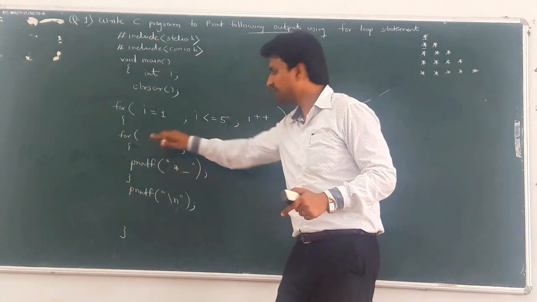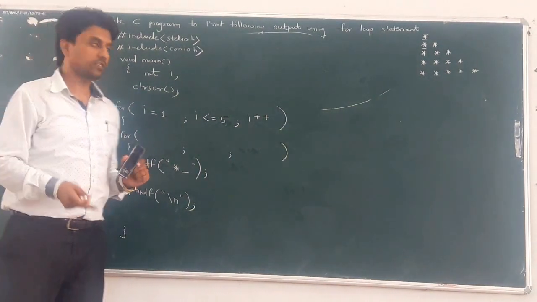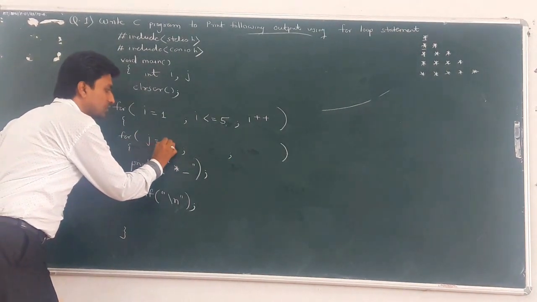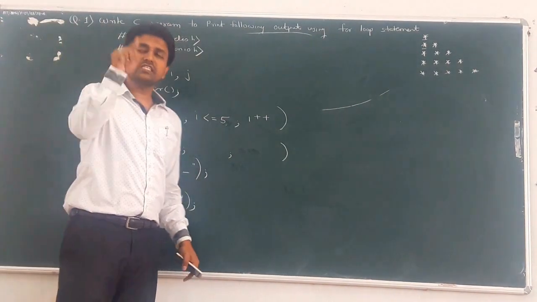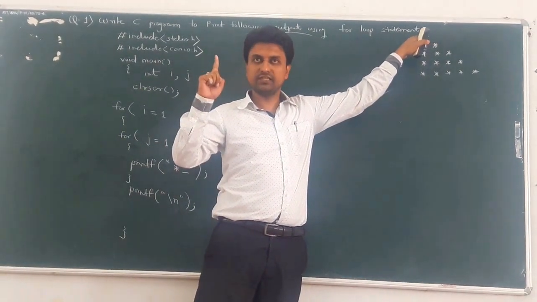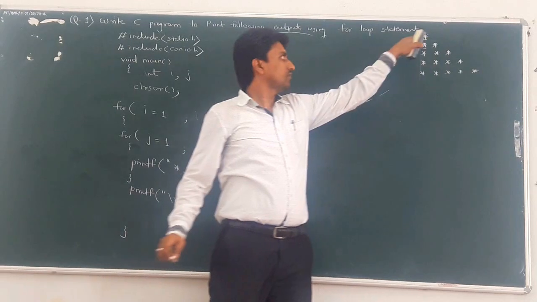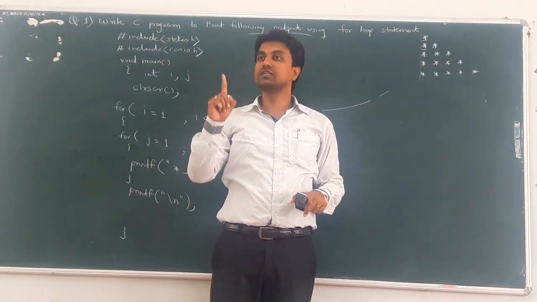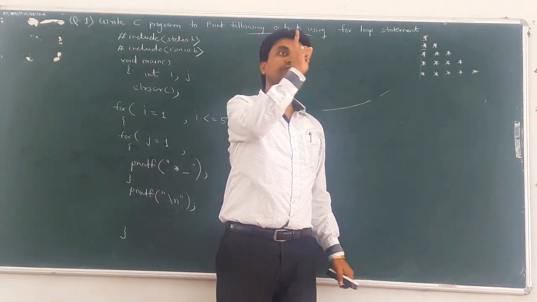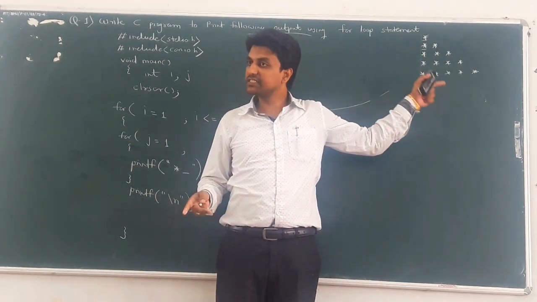Okay. Next, the inner for loop. What is the purpose of the inner for loop? The inner for loop gives you the number of columns. So take another variable j. So initialize it. j is equal to 1. But in the first row, how many columns are there? 1 column is there. Okay. First divide this output into number of rows and columns. Then for the first row, how many columns are there? 1. So the inner for loop executes only once for the first row. The inner for loop executes 2 times for the second row.